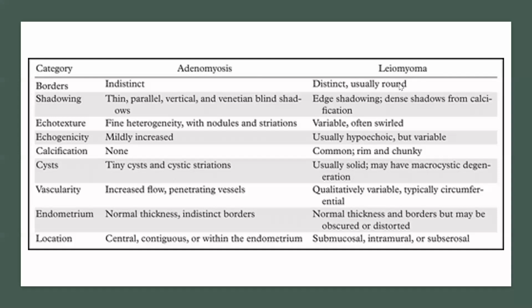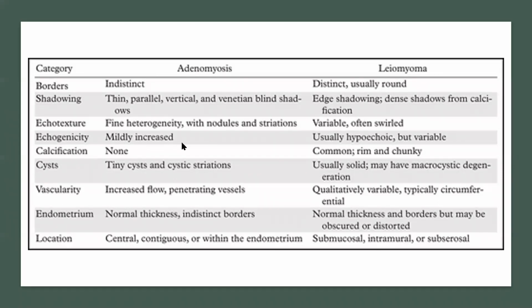But in leiomyoma, it's edge shadowing. It's dense shadows from the calcification, thick shadow, dense shadow. It's not pencil-like as in adenomyosis. The echo picture, you're gonna find fine heterogeneity within the adenomyosis, sometimes with nodules, as I showed you, with striations, but in leiomyoma it would be very variable and it's often swirled. Swirled means like the onion in rings. The echogenicity would be mildly increased in adenomyosis, but usually would be hypoechoic, but sometimes it's variable. You cannot depend on echogenicity much because sometimes it's very variable in leiomyoma.